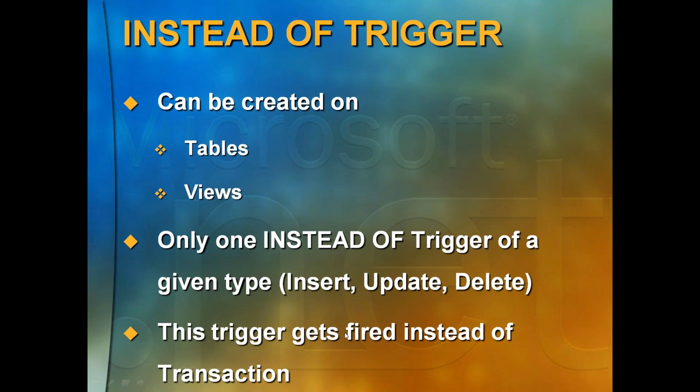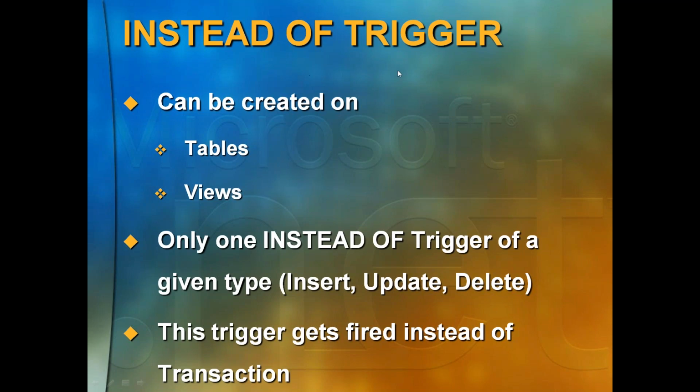And this trigger gets fired instead of a transaction. So these are called pre-triggers. If you're trying to insert the data, the insert will not happen, the trigger gets fired. You're trying to update the data, the update will not happen, the trigger gets fired. You're trying to delete the data, the delete will not happen, the trigger gets fired. So before the transaction, these are called pre-triggers. Okay. So we have post triggers and pre-triggers. Clear? So we can have these two types of triggers.